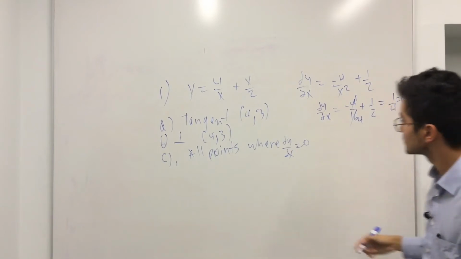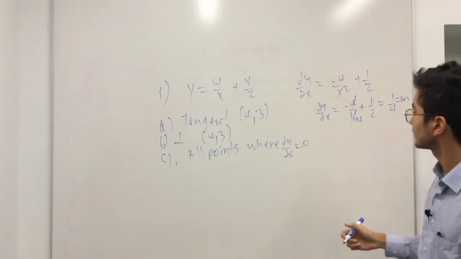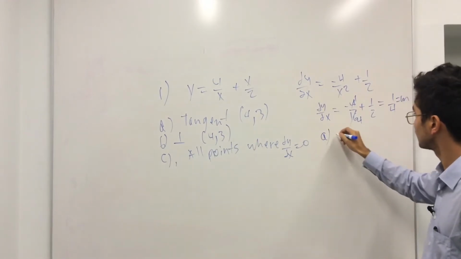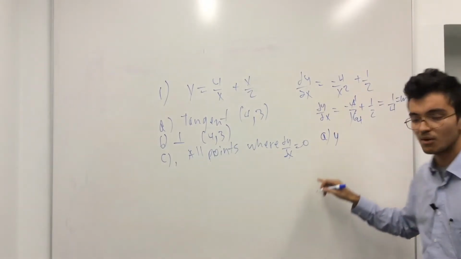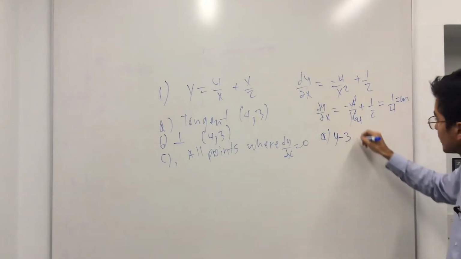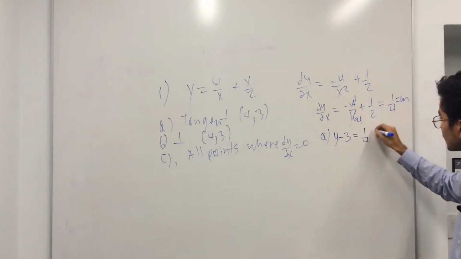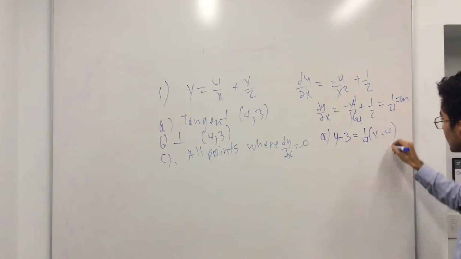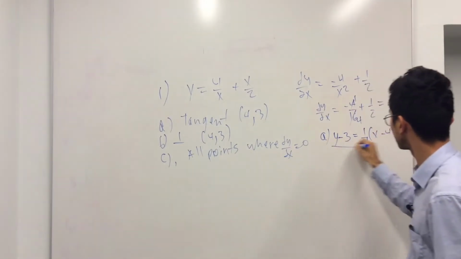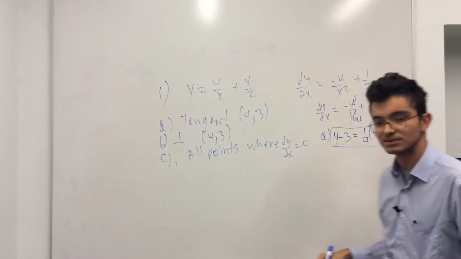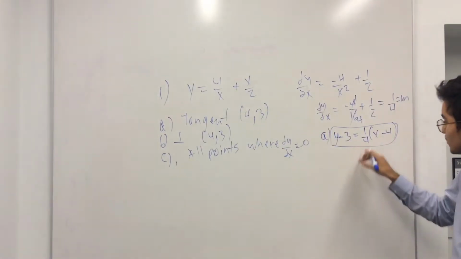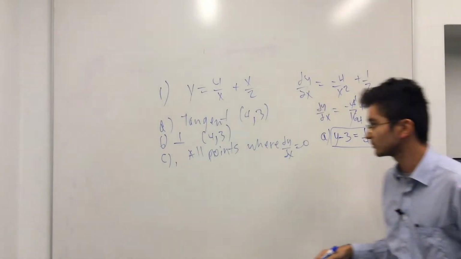So how do we write the equation of the tangent line? Well, we put it in point slope form. So we do y minus 3 equals 1/4 times x minus 4. That's going to be the equation of the tangent line. I'm not sure if they're going to ask you to expand the equation, but you could just leave it like that. That's still an equivalent form.